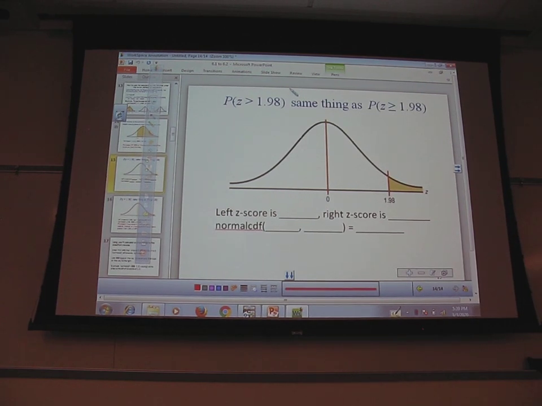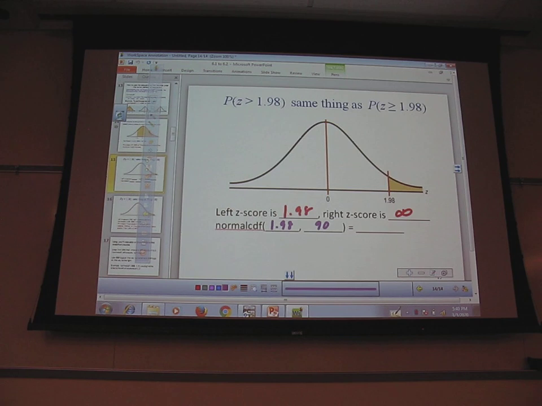So what's my left z-score? Guys, what's the left z-score of this shaded area? 1.98. What's the right z-score? Infinity. Perfect. So I'm going to do normal CDF of 1.98, comma, insert your grandmother's age. 90, perfect. Grab your calculator and find it.